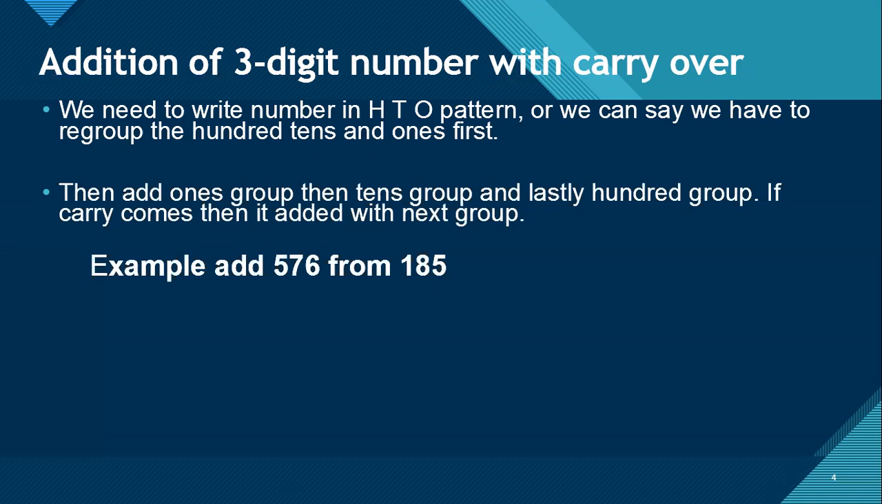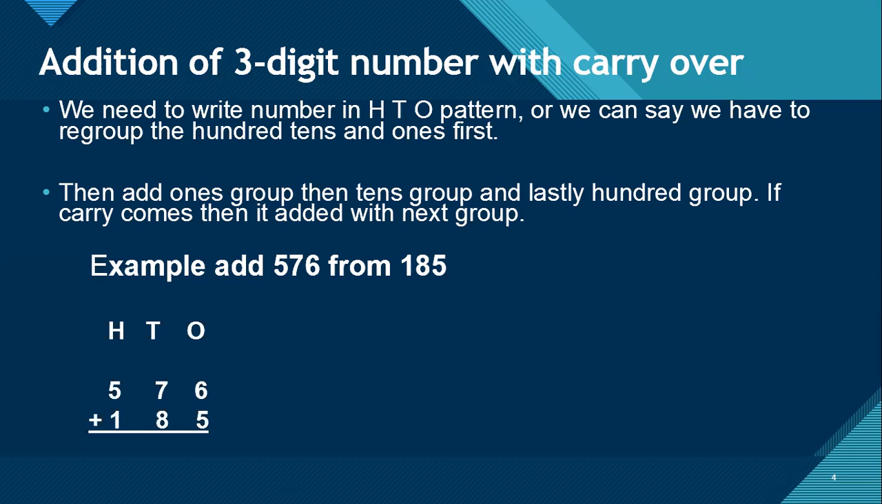Now we have to write in HTO pattern. We have to write these two numbers, 576 and 185, in HTO pattern. Now we have to add. Now as we know, 6 plus 5, we get the carry. So 6 plus 5 is 11. You have to count 5 after 6. So 7, 8, 9, 10 and 11. You get 11. That is a two-digit number.